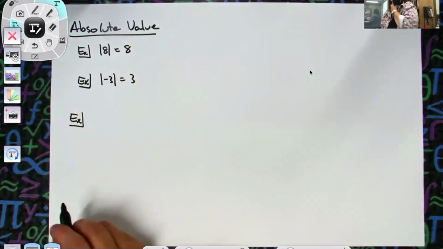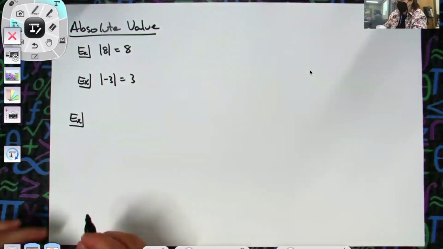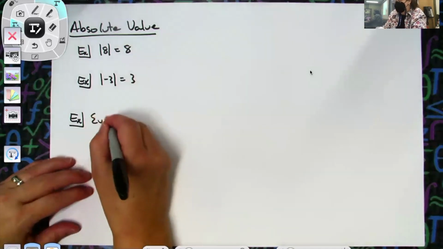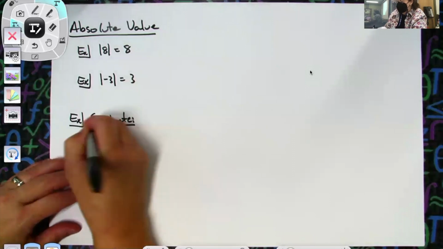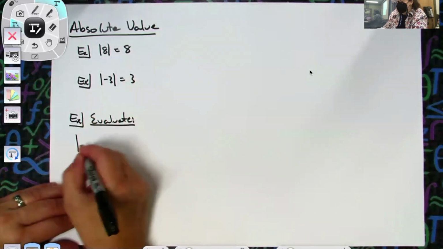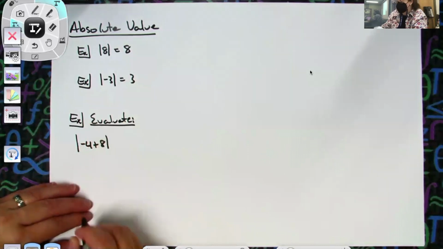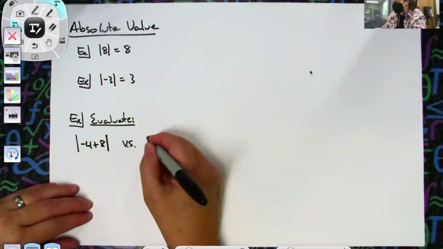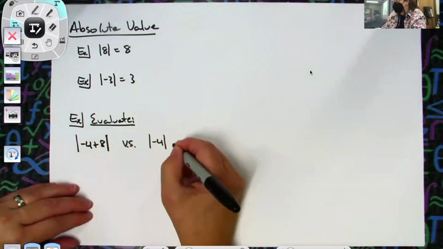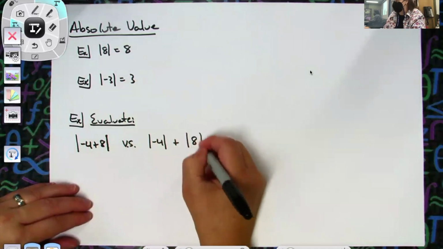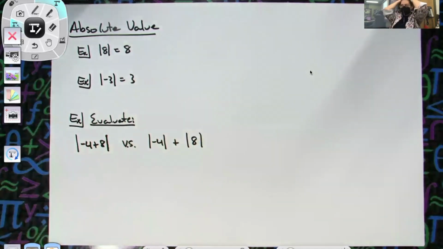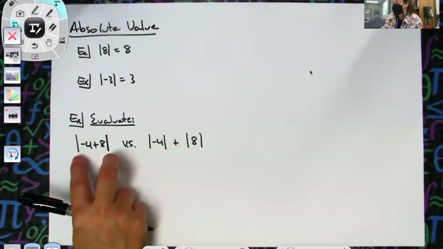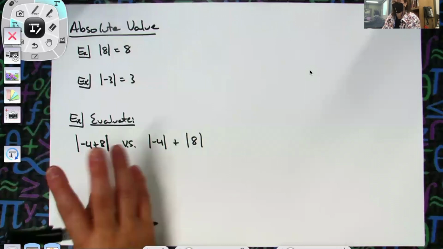Let's do 2 problems that look very, very similar but are not the same. All right, let's say the directions tell you to evaluate. Let's say they give you the absolute value of -4 plus 8, versus a problem that would look like the absolute value bars around just the -4, plus the absolute value bars around the 8. Okay, those are not the same problems. They're written differently. You can almost think of the absolute value bars as a set of parentheses because you've got to work inside out first.